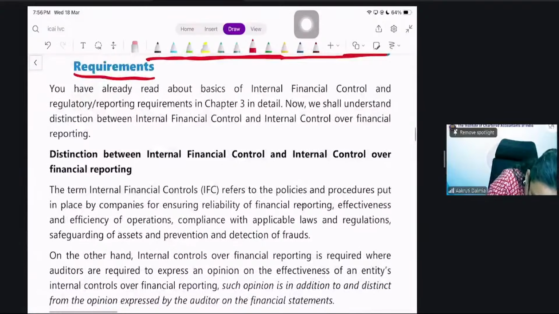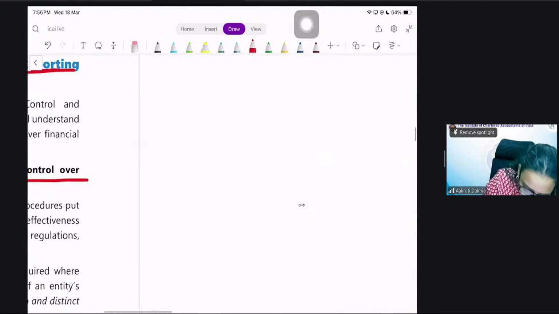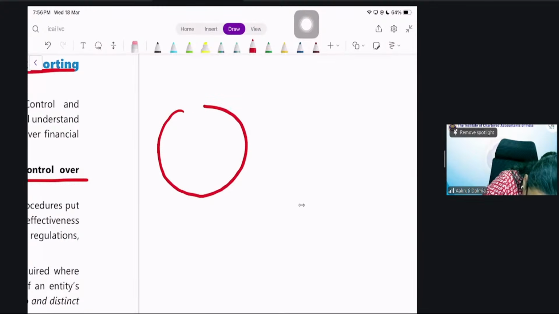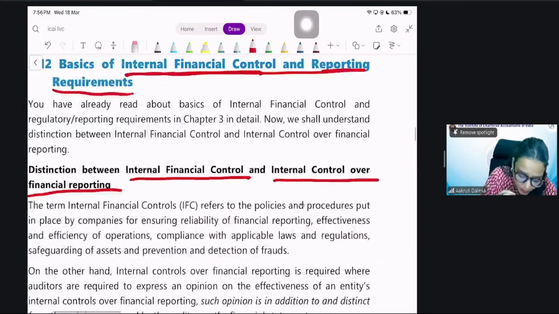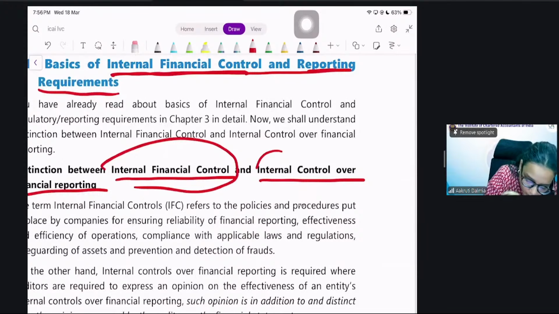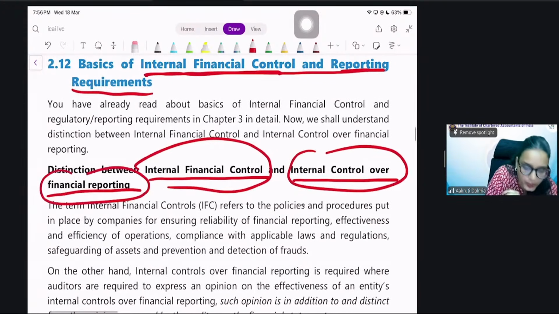They are just giving you the difference between internal financial control and internal control over financial reporting. Internal financial control means internal controls over anything that is related to finance. And internal control over financial reporting means internal control on books of accounts, trial balance, balance sheet and P&L. What do you think is the bigger thing? What do you think is more inclusive? Internal financial control is the bigger one, or internal control over financial reporting is the bigger one?